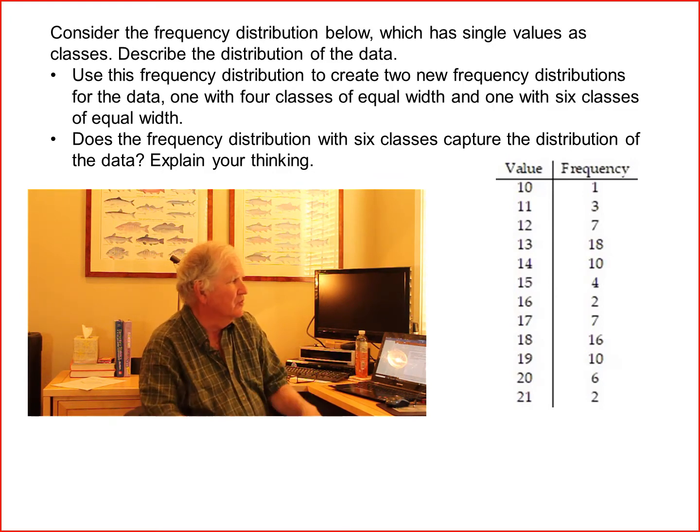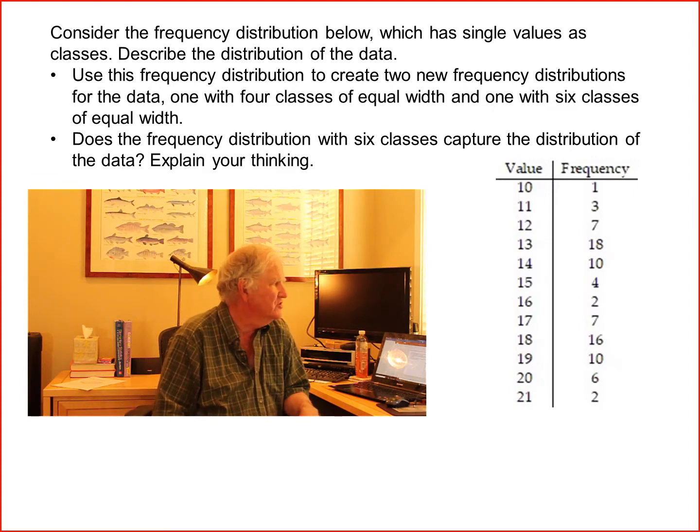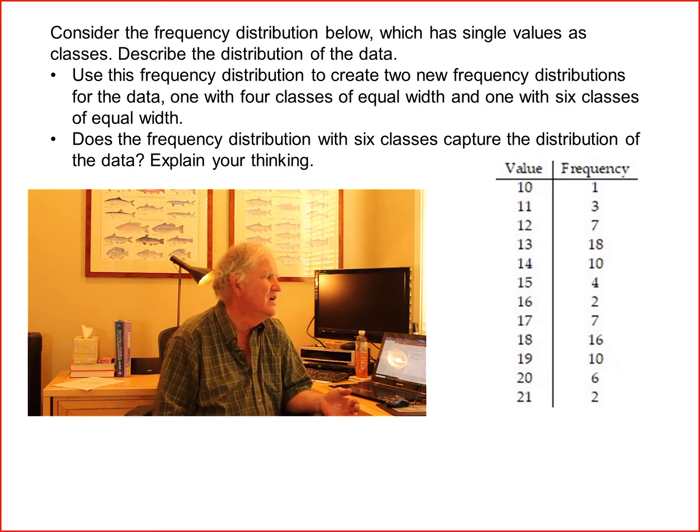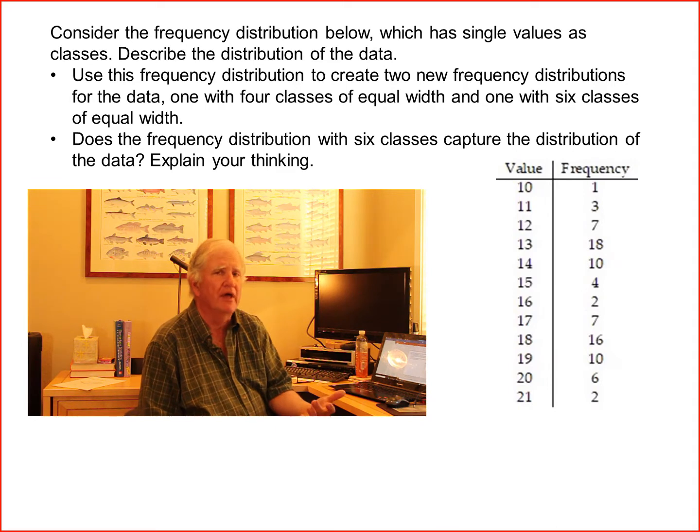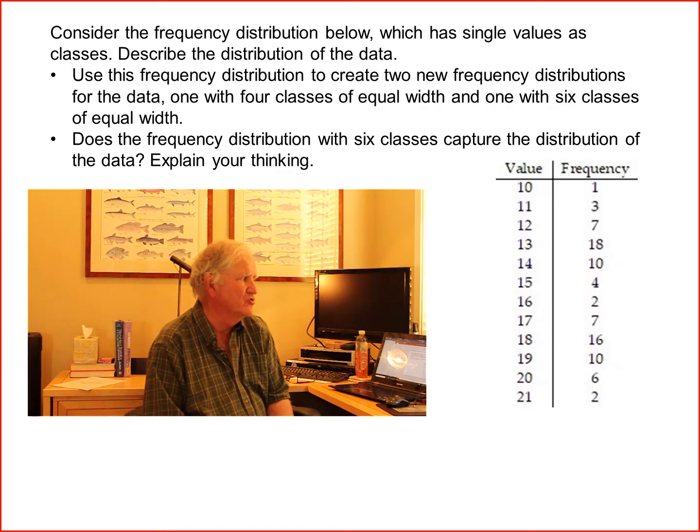So let me go on with the question. The question says use this frequency distribution to create two new grouped frequency distributions, one with 4 classes and one with 6. And the second question says if you do that, what kind of resolution do you have with 4 and 6 classes? Does the frequency distribution with 6 classes capture the distribution of the data? Does the frequency distribution with 4 classes capture it?